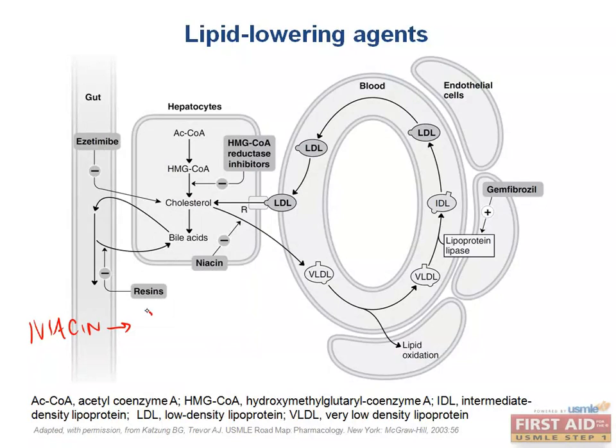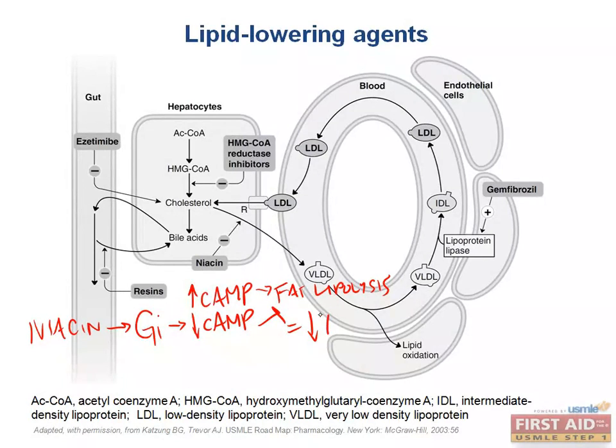Niacin is very unique because it has its own unique receptor. The niacin receptor is associated with the Gi inhibitory unit of the G protein complex. We know this decreases cyclic AMP, and we know that beta adrenergic stimulation causes an increase in cyclic AMP, which means that we increase fat lipolysis. So niacin does the exact opposite and inhibits fat lipolysis to decrease the amount of triglycerides that are liberated from the lipolysis of fat. Liberated triglycerides are a huge component of LDL. So by decreasing triglycerides available for LDL synthesis within the hepatocyte, you get a decrease in the production of LDL.